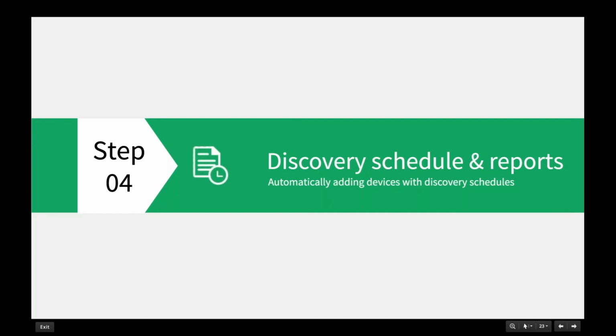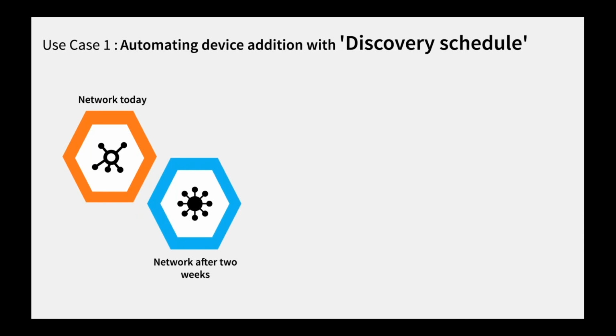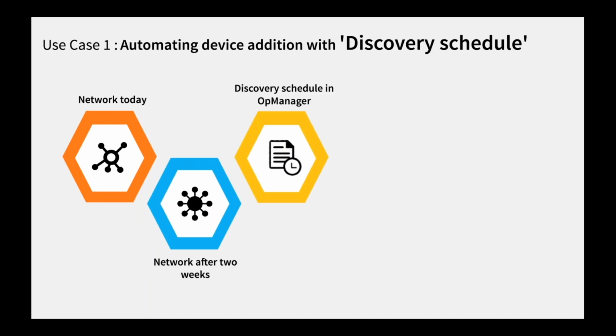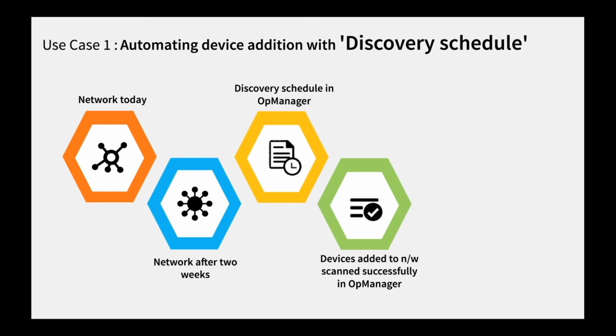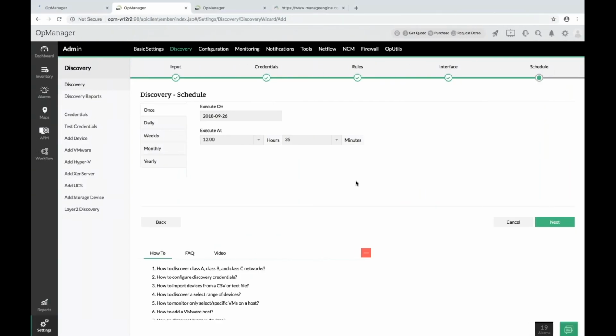And next, discovery schedule and reports. Your network today might be with just a couple of hundred devices, but in future you might be adding more and more devices, and it can go up to 1,000 or more. So after 2 weeks, if you add another 50 devices to your network, it doesn't mean that you need to manually add those devices in OpManager. You simply schedule a discovery scan in OpManager, and OpManager will scan the devices that are added to the network at a later date automatically. So I'm going to show you an example for that.